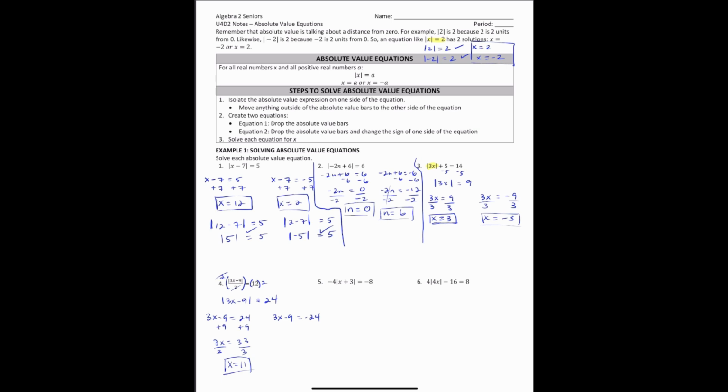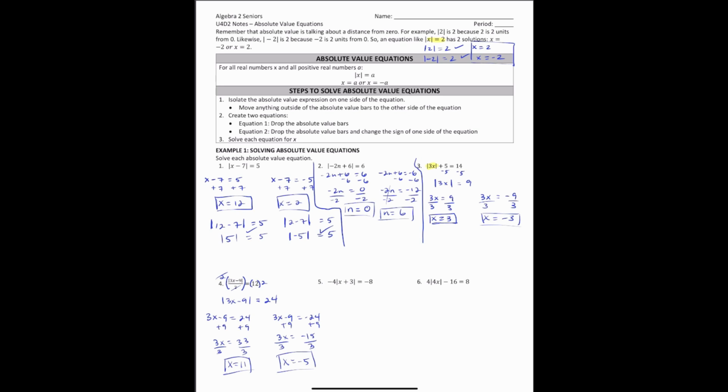For the second equation, I'll add both sides by 9. So I have 3x equals negative 24 plus 9, which is negative 15. But if I divide both sides by 3, x is going to give me negative 5. All right, so those are the 2 answers for number 4. Moving on to number 5.